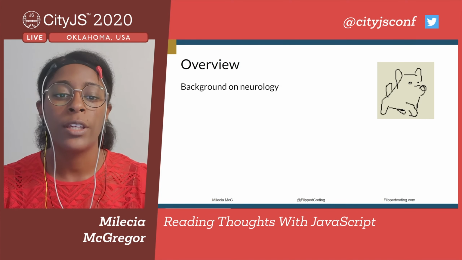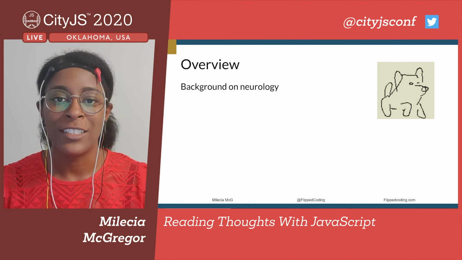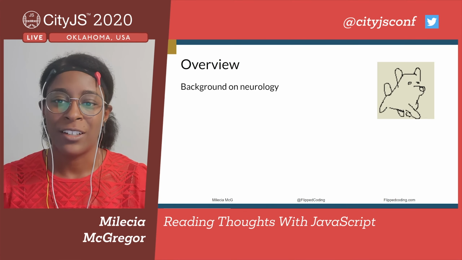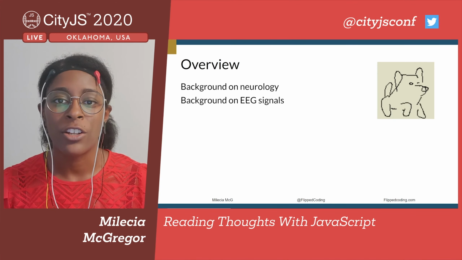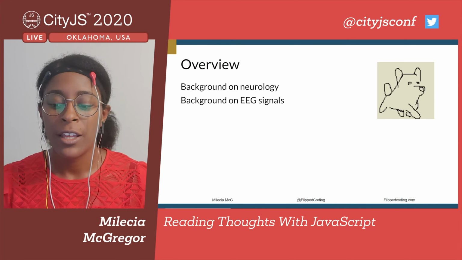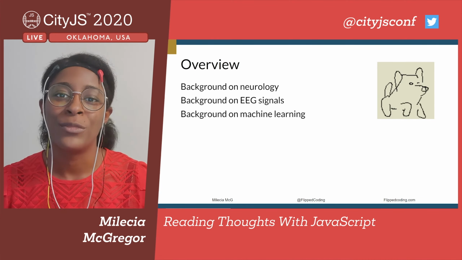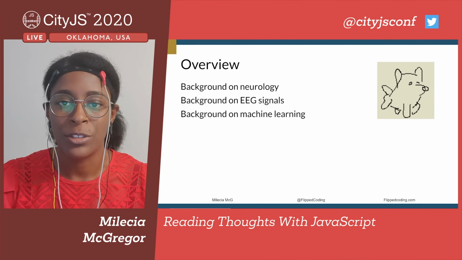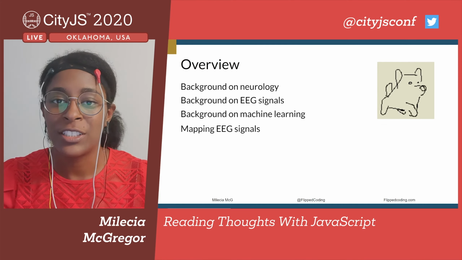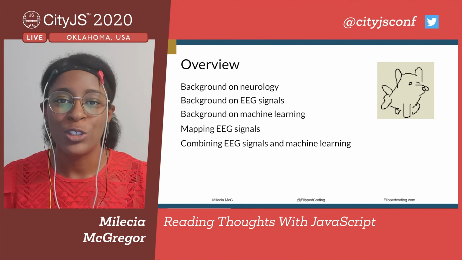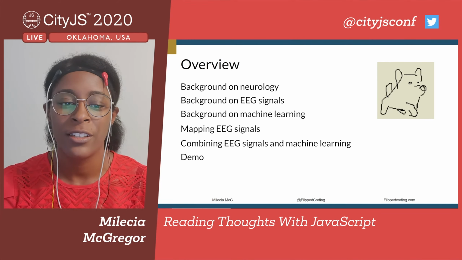So I'm gonna go ahead and get things kicked off with an overview. We're gonna do a quick background on some neurology. I'm not a neuroscientist, so don't worry, we're not gonna get too crazy. And then we'll go over a little background on EEG signals. Then we'll go over a little more background stuff on machine learning, neural networks in particular. Then we'll get into how we map EEG signals. And then we'll talk about how you combine EEG signals and machine learning.